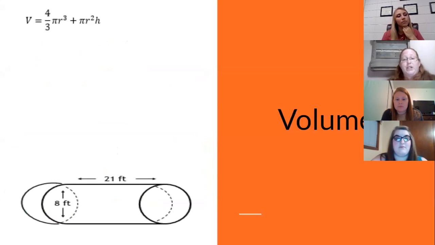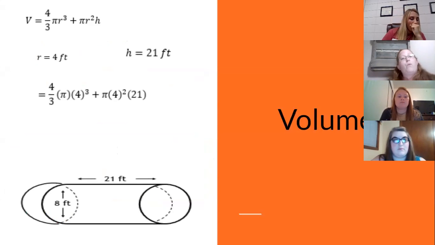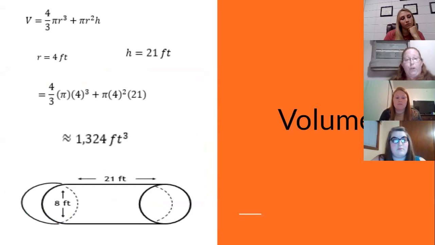So you use the same picture, and you're going to have the volume equals 4/3 times pi r cubed plus pi r squared h. Again, you're going to use the radius, which is 4 feet, and the height, which is 21 feet. And once you plug all of that in, you're going to end up with approximately 1,324 feet cubed. Don't forget, cubed is your highest exponent, so you're going to make sure that you put that as the answer as well.